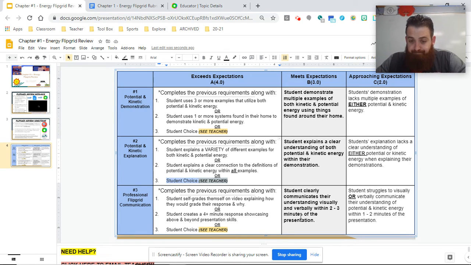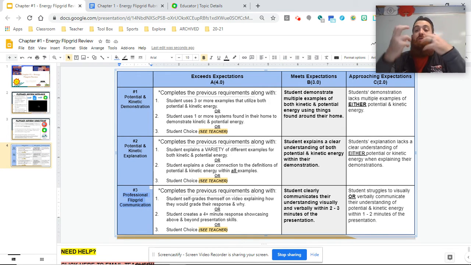The last one is, again, that professional communication. Are you communicating through demonstration, through your verbal understanding of what kinetic and potential energy are? If you do that, you'll get the meets. If you want to go for the A, student self-grades themselves on video, explaining how they would grade their response and why. So using this rubric, what do you think your grade should be and why?